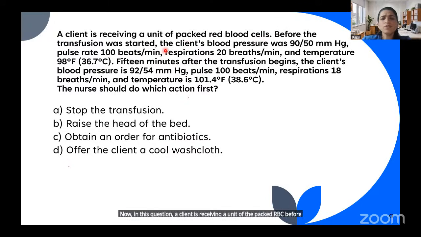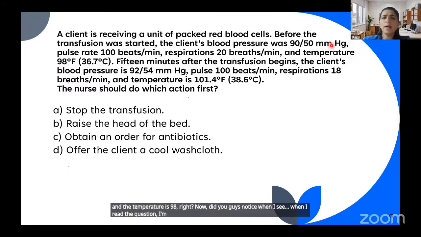Before the transfusion was started, the client's blood pressure was 90 by 50. The pulse they give you 100, respiration is 20, and the temperature is 98, right? Now, did you guys notice when I read the question, I'm not going to read mercury, beats per minute, breaths per minute, because your brain automatically knows this, right? So save your time when you're reading the question.